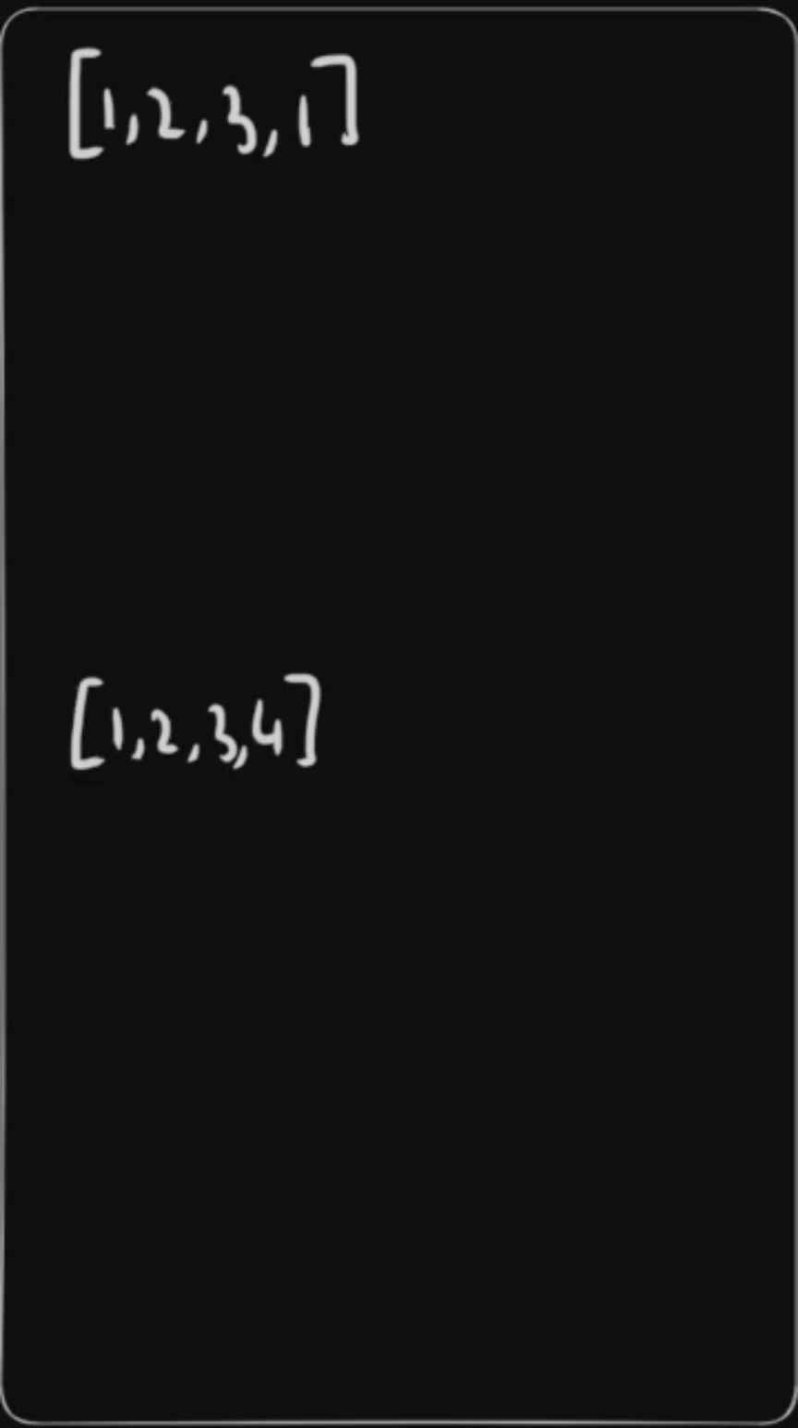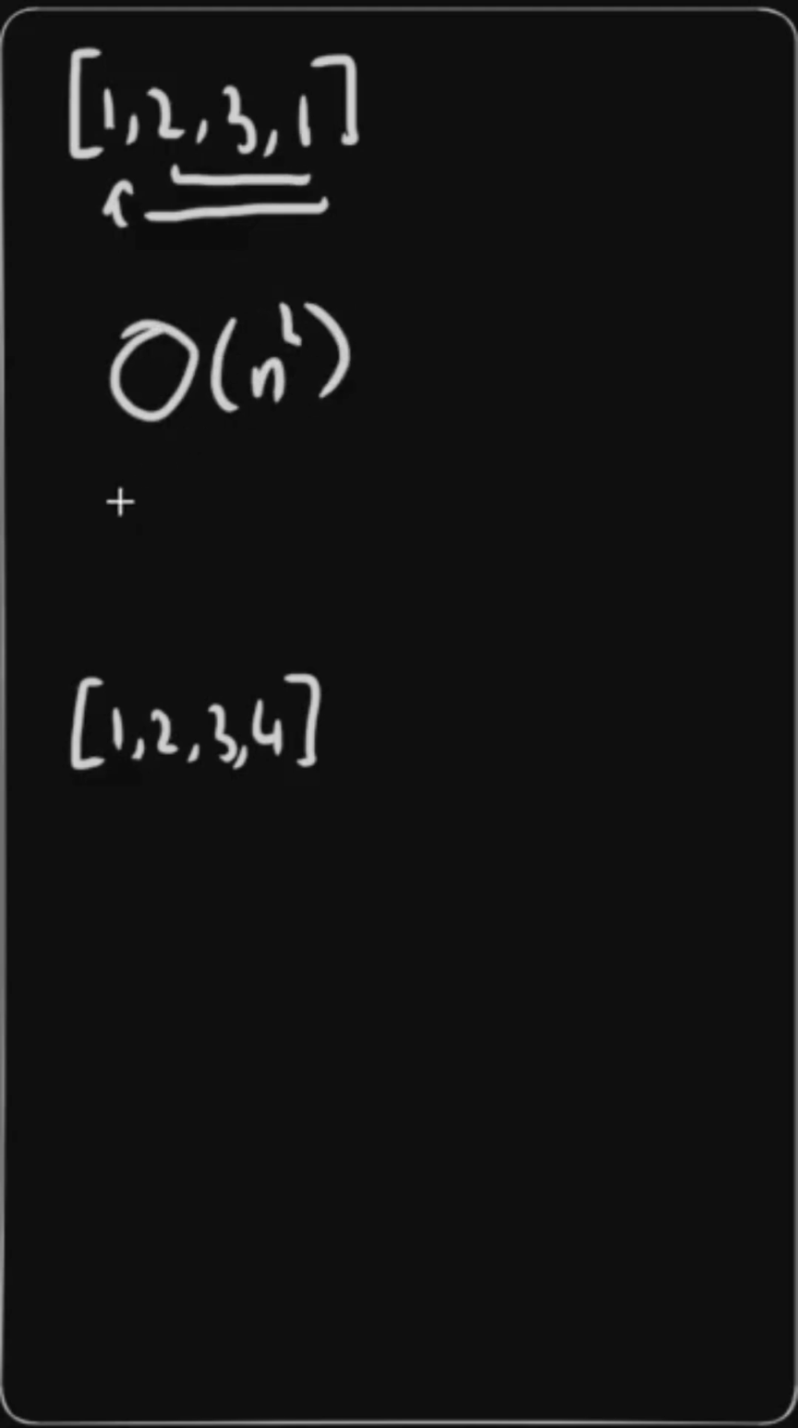That's not a great solution because for each value of the array, we're going to have to loop through the entire array, and therefore that will give us a time complexity of big O n squared, although it will give us a constant space complexity.